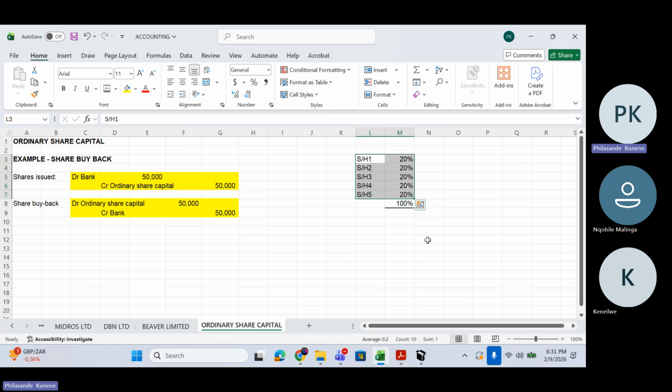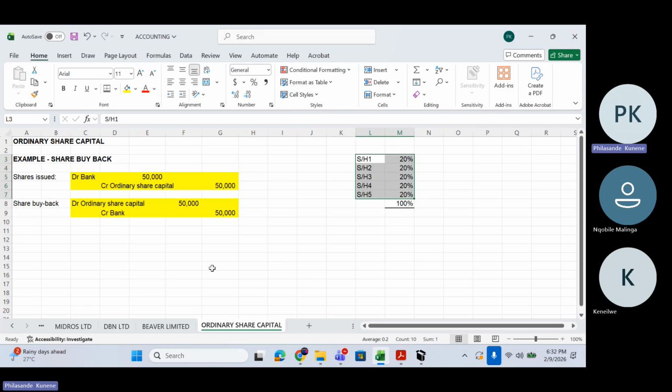We as the company need to check if we have enough cash to buy back the shares, right? We must always check that as directors of the company. If we're making a decision to buy back shares, we must always have enough cash to buy back those shares.